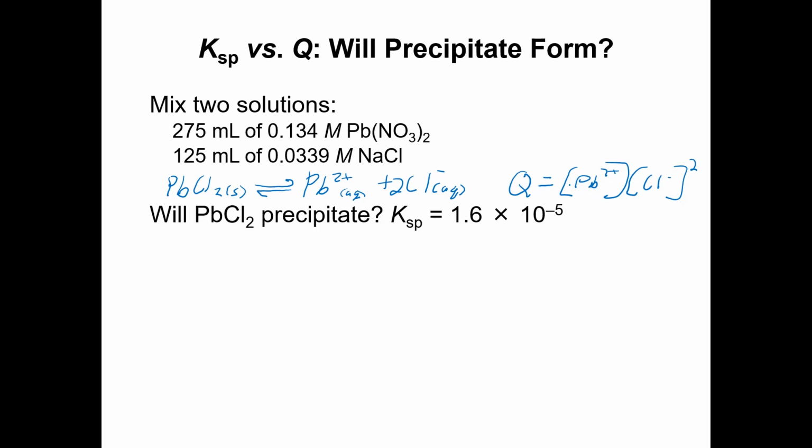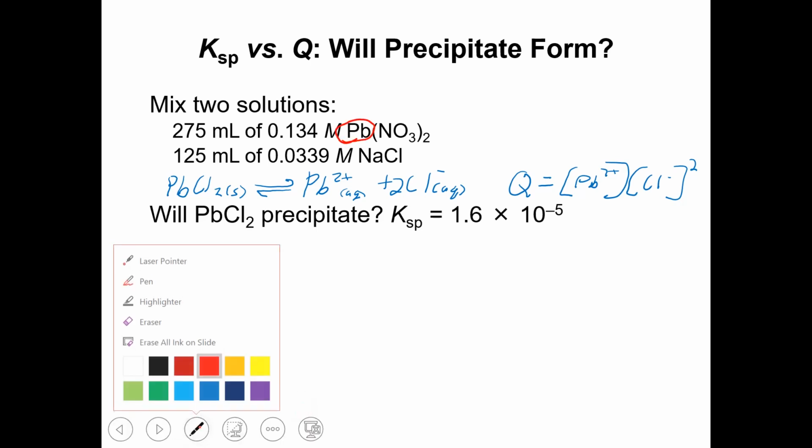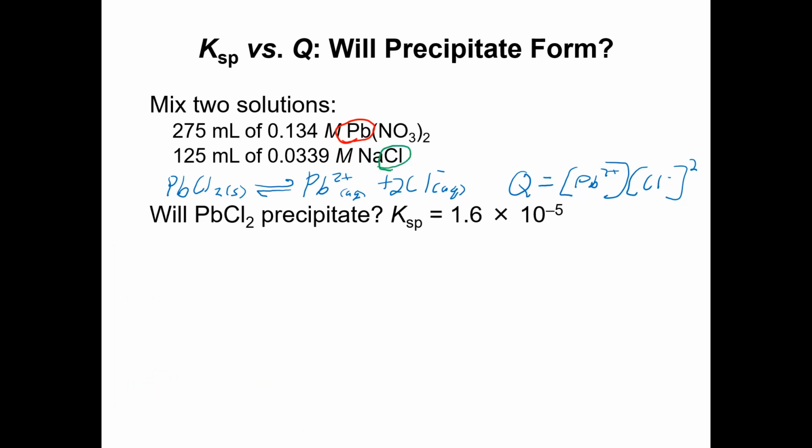So we're going to get the lead from the lead nitrate, and we're going to get the chlorine from the sodium chloride. So we need to calculate the concentration of lead and the concentration of chlorine that's going to be in our solution when we mix these two solutions together. So we have 275 milliliters and 125 milliliters that we're going to mix together, which gives us 400 milliliters, or 0.4 liters. So we're going to calculate the concentration of lead, and then we'll calculate the concentration of chlorine.